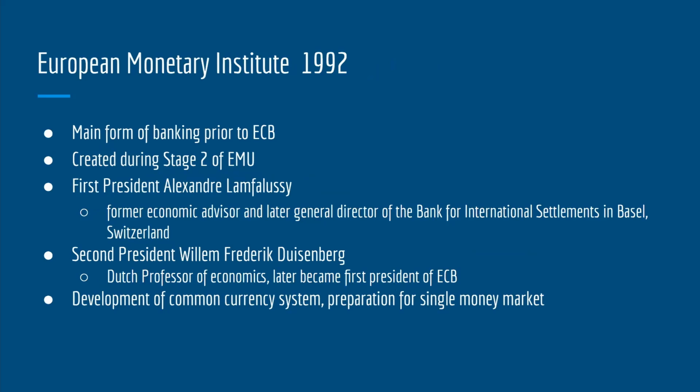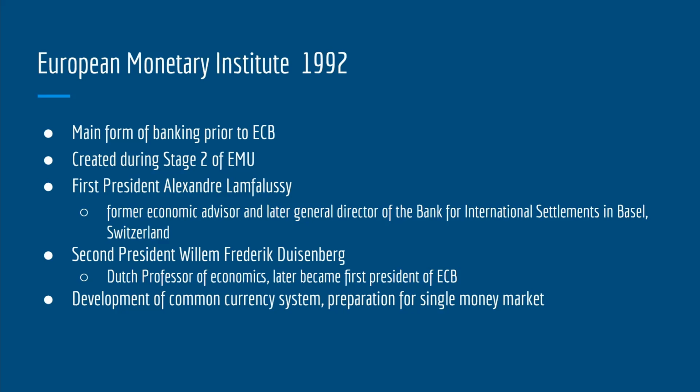The main form of banking in Europe prior to the establishment of the ECB was the European Monetary Institute, which was established in 1992 during the second stage of the EMU. Its first president was Alexander Lamfalussy, the former economic advisor and later the general director of the Bank for International Settlements in Basel, Switzerland.